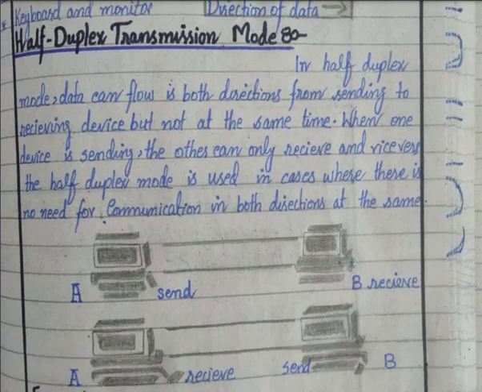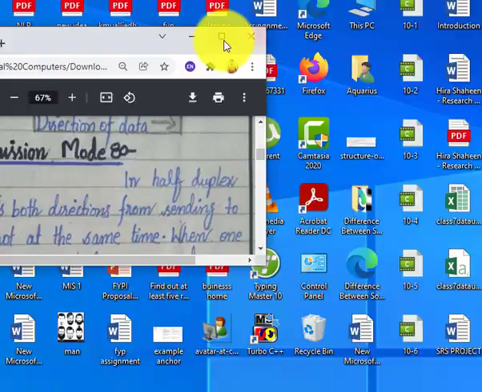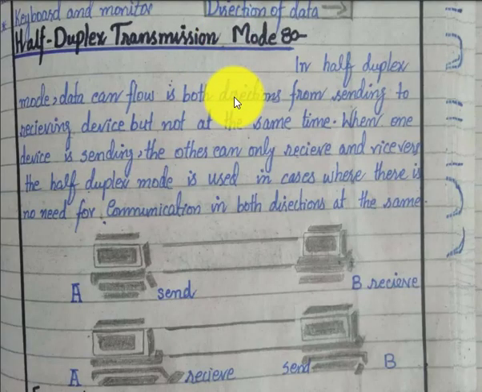The next one we have is half duplex mode. In half duplex mode, data can flow in both directions. Right? Duplex means two, and half means half. So it is basically data transmission in which, in half duplex mode, data can flow in both directions between the sending and receiving device, but cannot send and receive data at the same time. So in half duplex mode, data can flow in both directions but not at the same time.